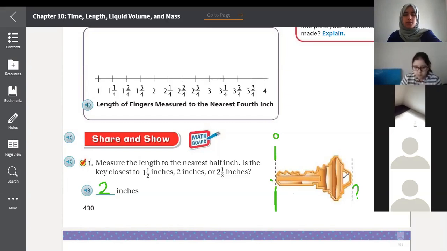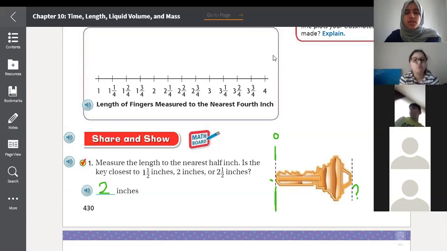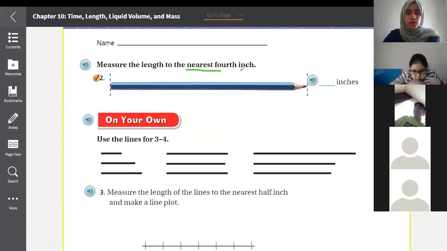Okay, so the next part, we have 8 minutes left. You need to measure here to the nearest 4th inch. Nearest 4th inch means that you will have 4 in your denominator. So please use your ruler to measure the pencil that you have here.